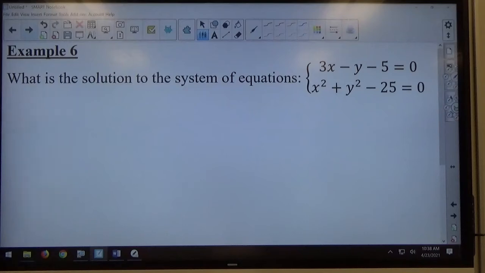All right, example 6. What is the solution to the system of equations 3x minus y minus 5 equals 0 and x squared plus y squared minus 25 equals 0?